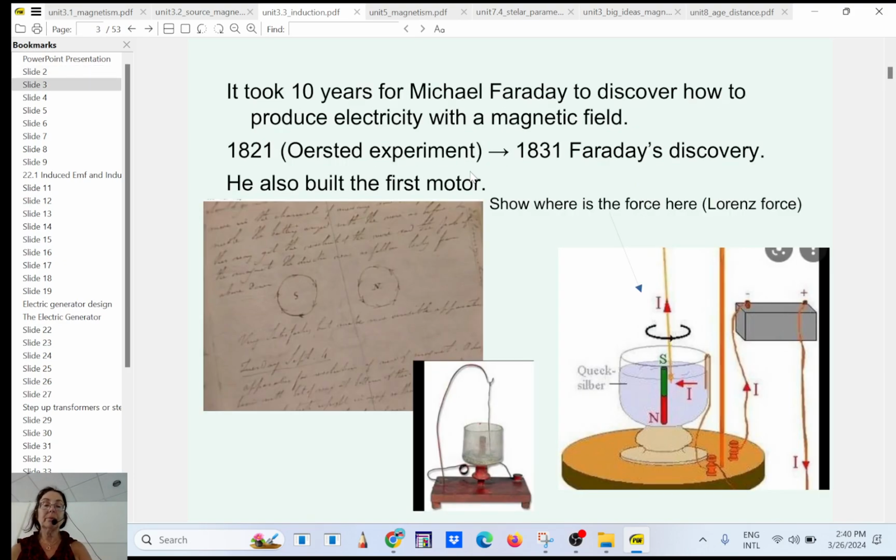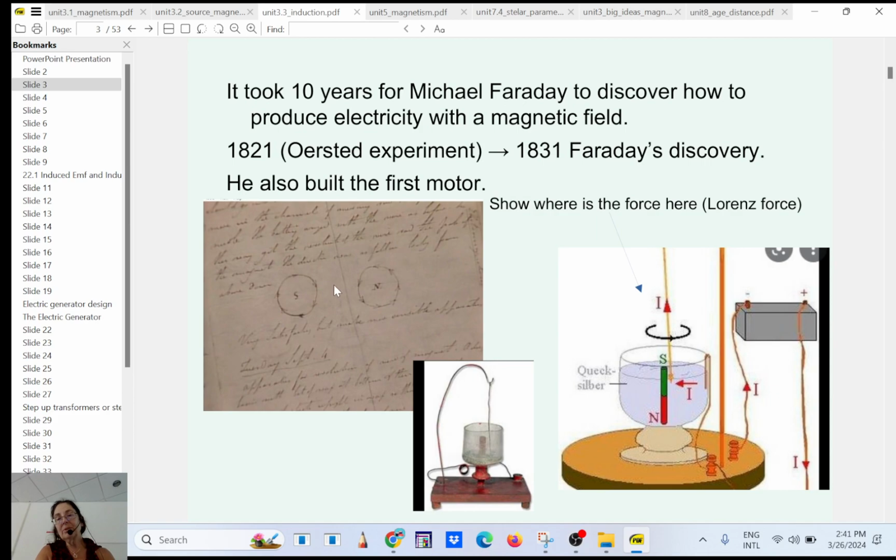I'm going to show you some demo. But here, interesting. So 1821 was the Oersted experiment. So it took 10 years to figure this out. And it's Faraday, who didn't go to college, didn't go to school, who figured this out. So I think it's a really beautiful story.